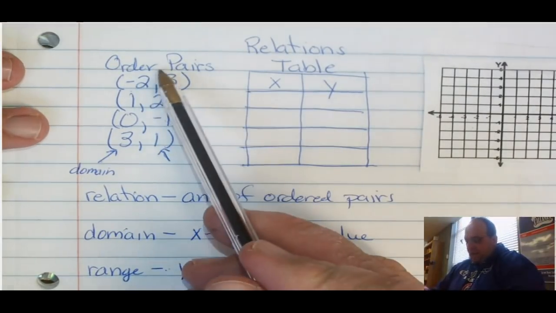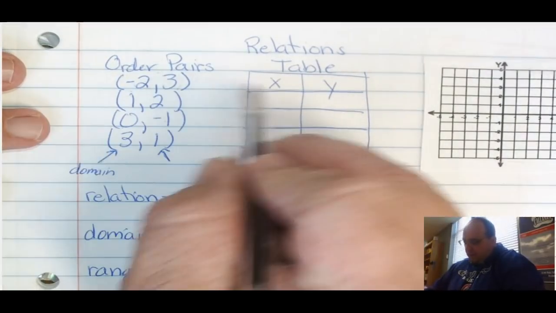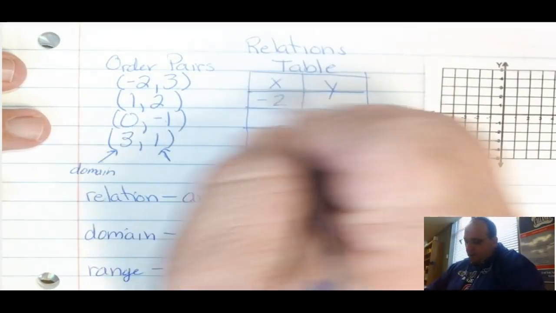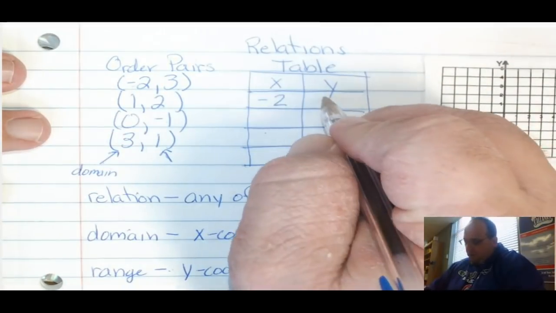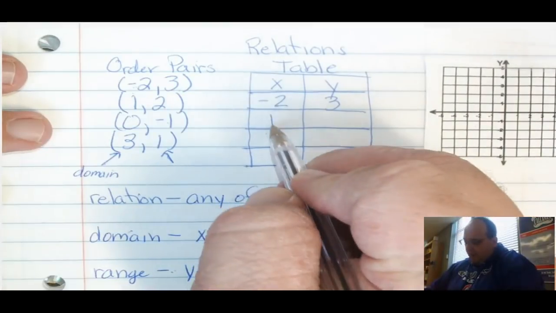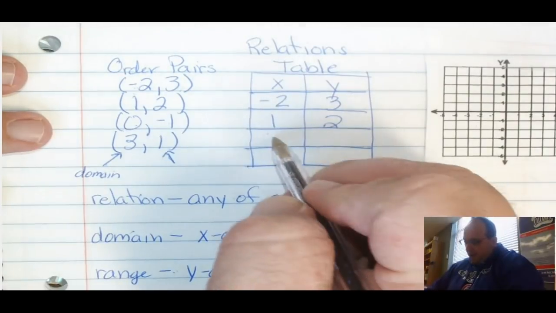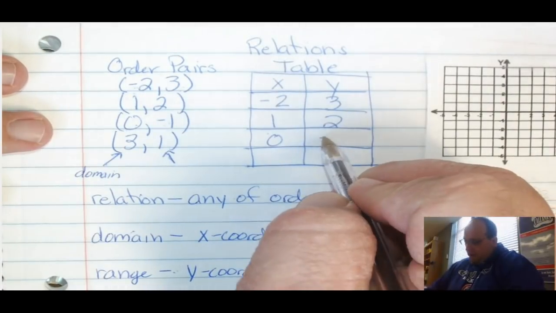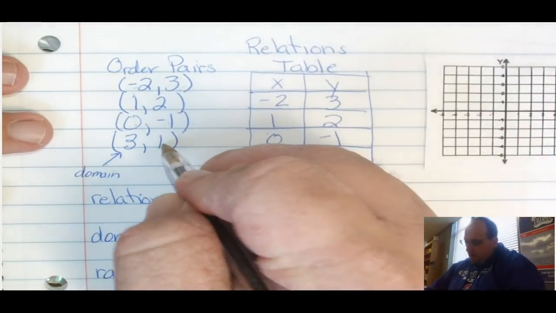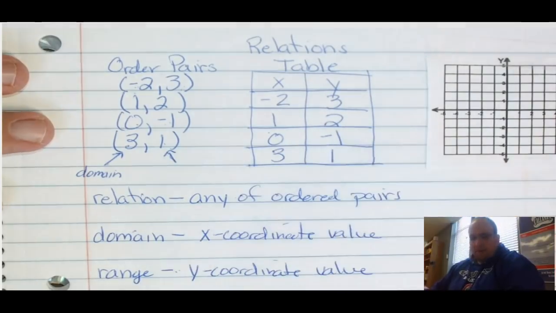So I'm going to take that relation or that ordered pair, and I'm going to place it on a table. So the x value is going to go underneath here, the x value, -2. What y value corresponds with -2? That would be 3, so I'm going to put a 3 in the table. I'm going to do the same thing for 1, 2. 1 is my x, 2 is my y. 0 is my x, -1 is my y. 3 is my domain, and 1 is my range, or x is 3, and y is 1, okay?